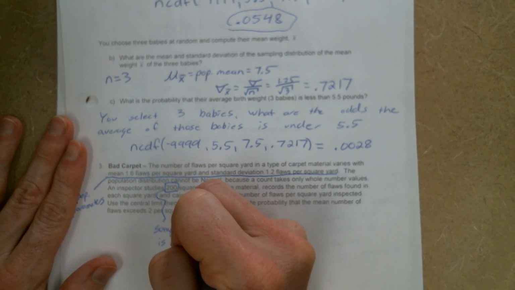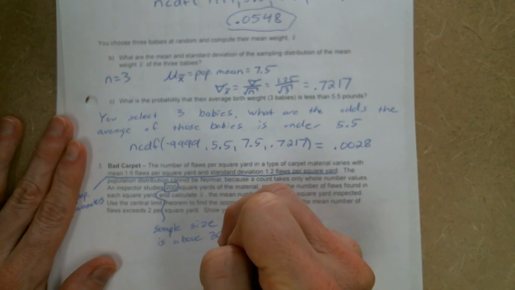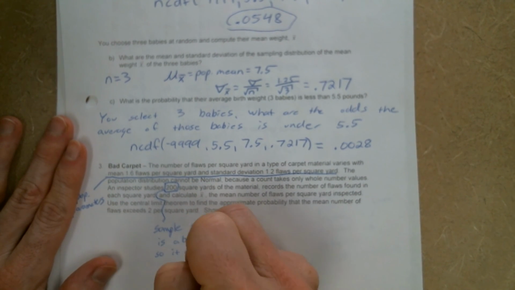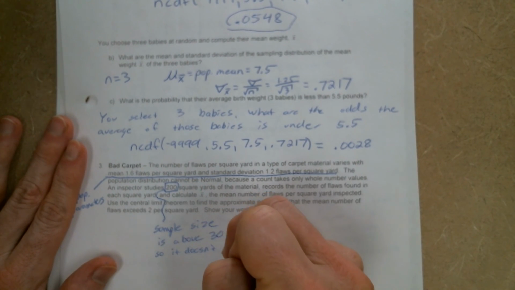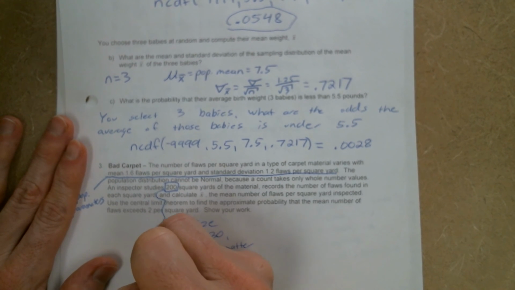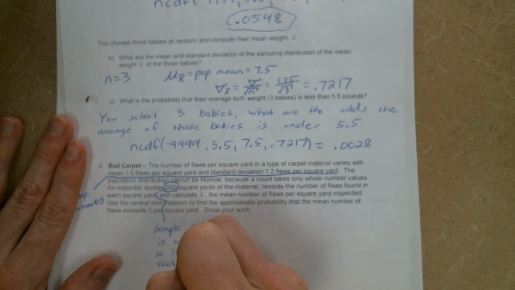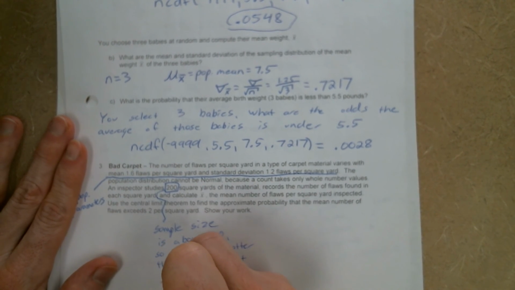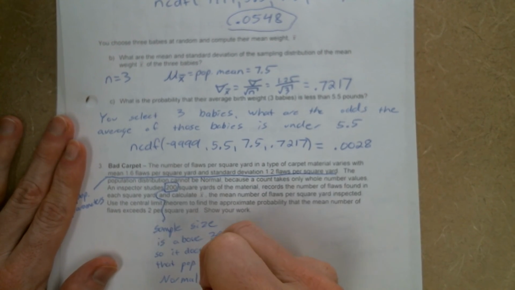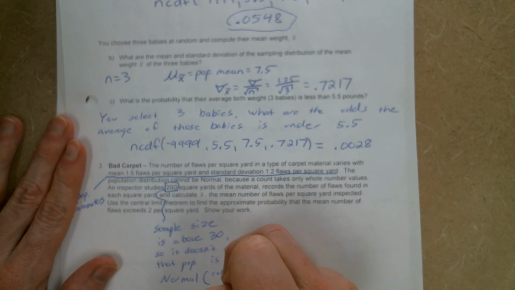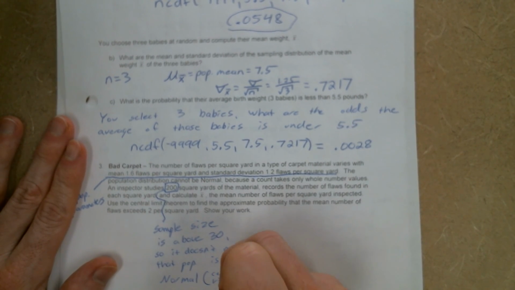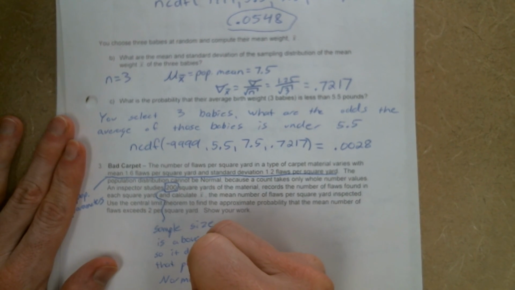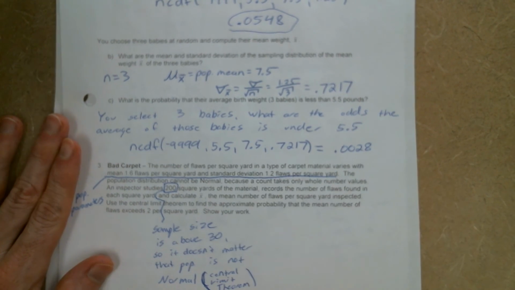Is above 30, so it doesn't matter that the population is not normal. And again, that's the central limit theorem that says that. Right, that's what lets us continue on with this, even though it's not normal.